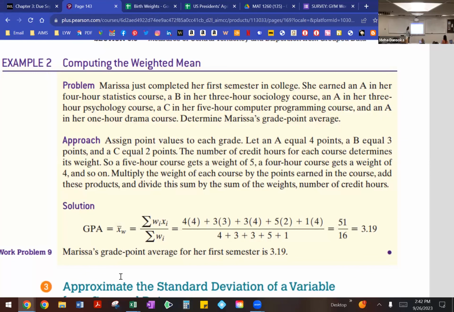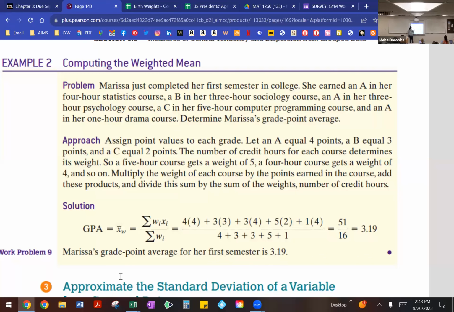So when somebody gets an A, they of course get all 4 points for that class. If you got a B, then you're getting 3 points. C is going to equal 2 points. And as you can imagine, D would be 1 point and F would be 0 points. So you're taking those points and multiplying them by the number of credit hours. If Marissa had an A in her 4-hour statistics class, that's 4 points for the A and 4 credit hours. She had a B in her 3-hour sociology, so that's 3 points for a B and then 3 credit hours.